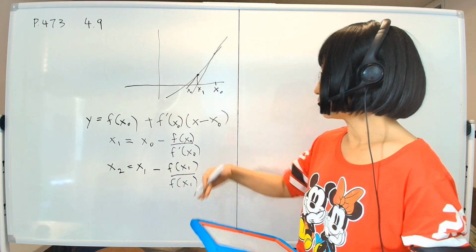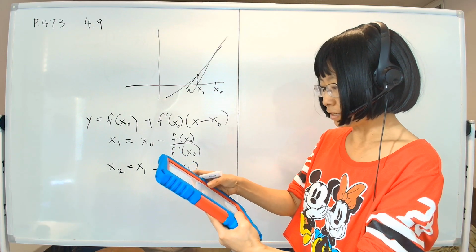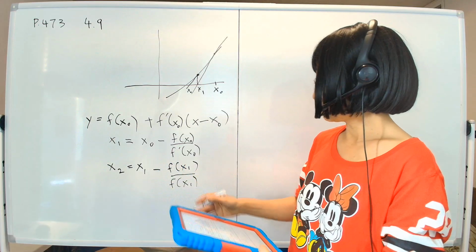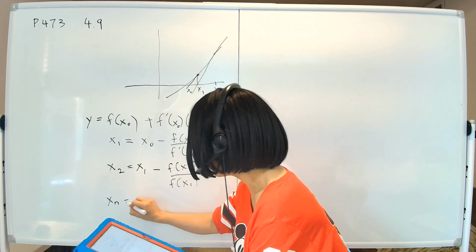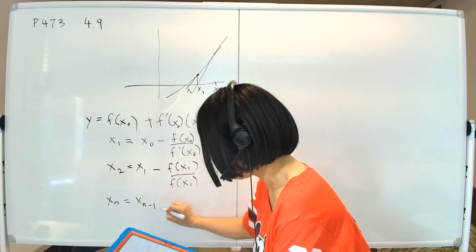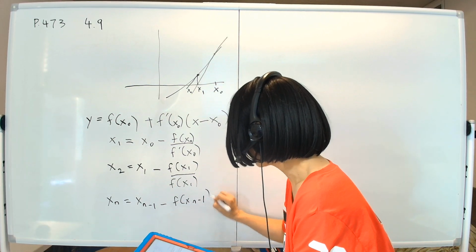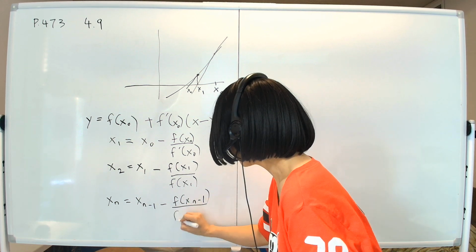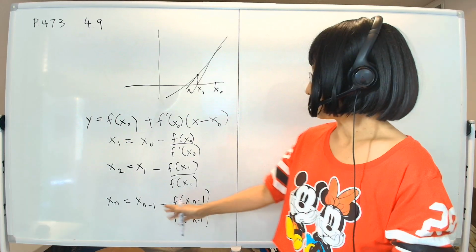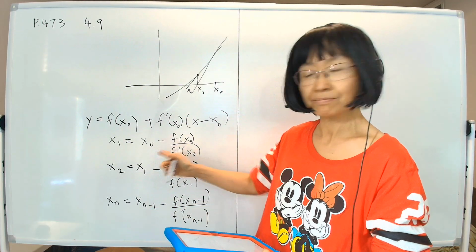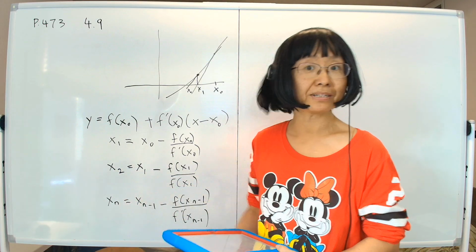So you continue to do this process, and the process has a name to it. The whole process is called xn equals xn minus 1 minus f of xn minus 1, okay, over f prime of xn minus 1. So the n minus 1 represents the previous point, and then the n represents the current point that you're shooting for.